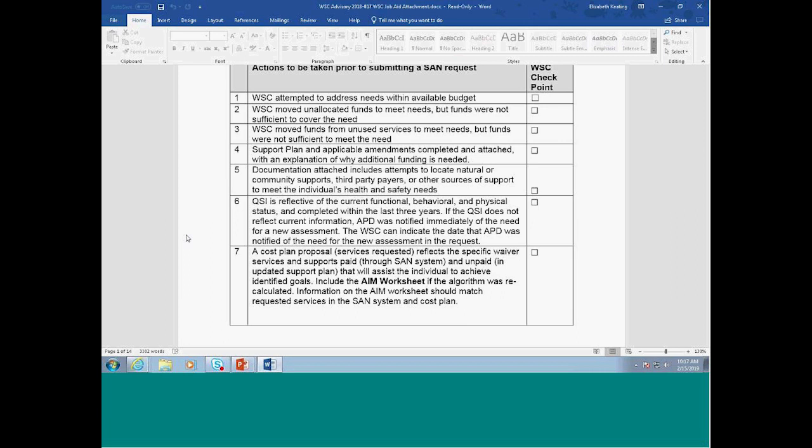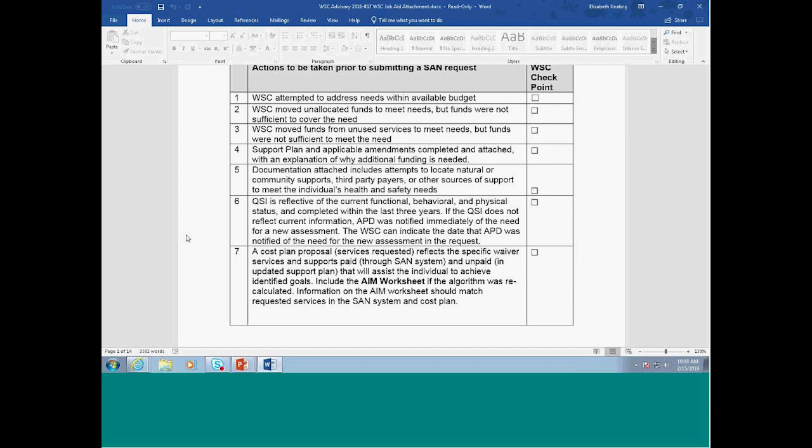And then an AIM worksheet is required anytime the consumer's algorithm has changed. This, again, seems to be a little confusing for folks, because sometimes we ask for an updated AIM and the support coordinator doesn't understand why we're asking for one.